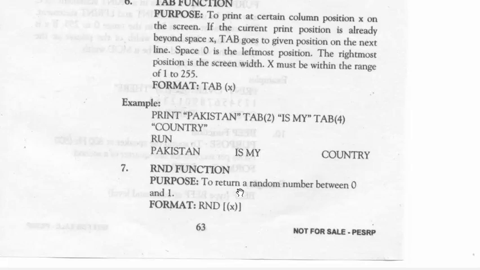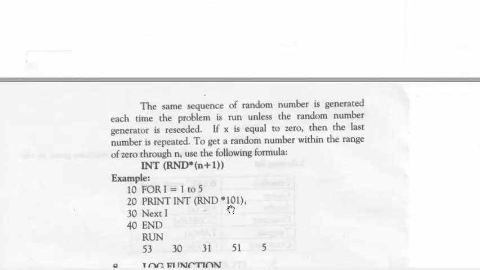RND function. Purpose: to return a random number between 0 and 1. Format: RND(X). The same sequence of random numbers is generated each time the program is run unless the random number generator is reseeded. If X is equal to 0, then the last number is repeated. To get a random number within the range of 0 through n, use the following formula: INT(RND multiplied by (n plus 1)).